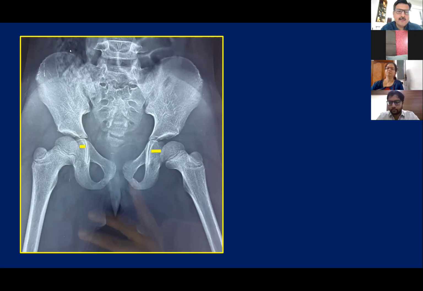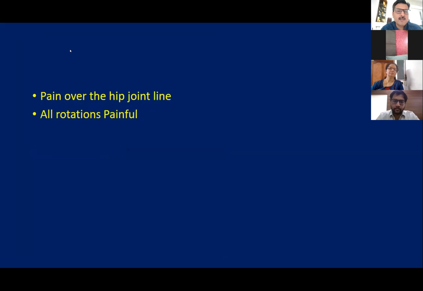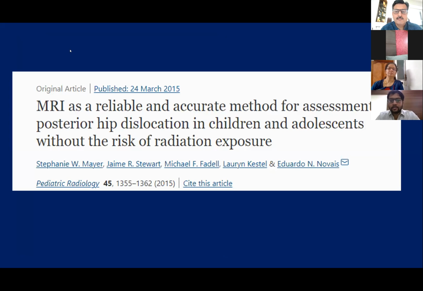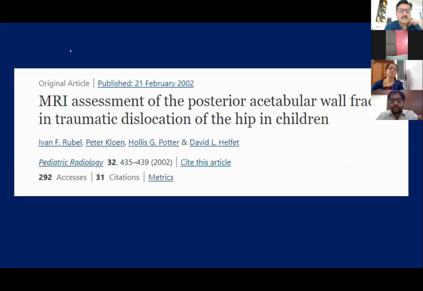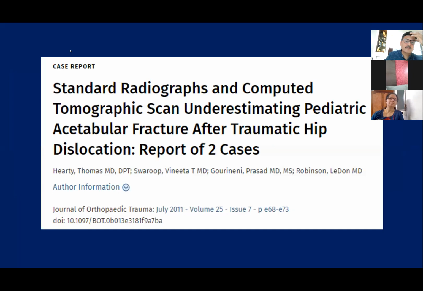Right. So we found that it is asymmetric, and we advised an MRI. So Charlene, show those images. Yeah. So as Dr. Mihir sir said, MRI is the investigation of choice and not CT for post-reduction instability after posterior dislocation in children, as these papers have already mentioned that posterior wall fractures, because of their chondral nature, would show up on MRI and not on CT scans.